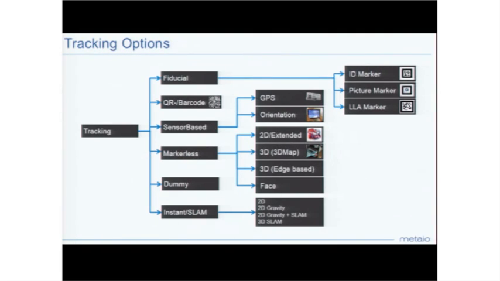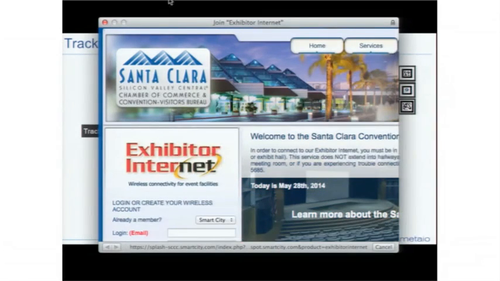Or they can, if they have any 2D image without a specific 2D image that you want to track, take a picture of that image and it will be used for augmented reality.